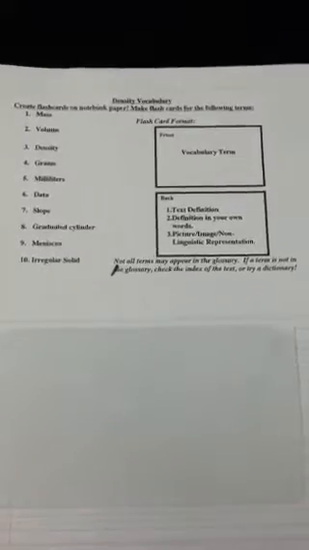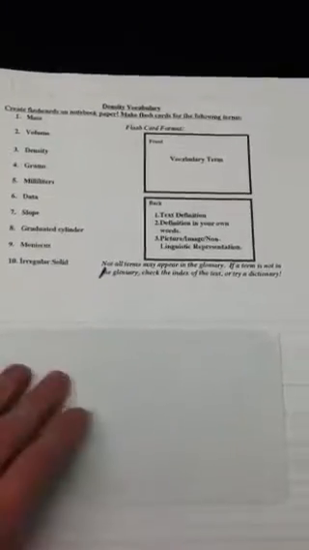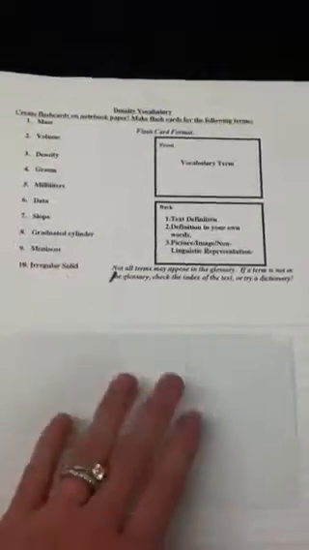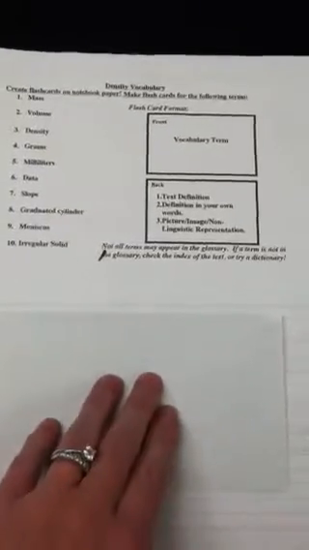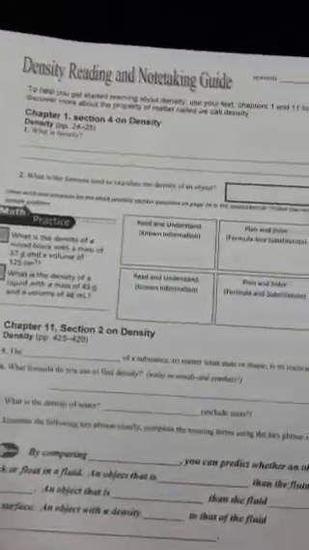On page 54 are your density vocabulary, word list, and flashcards in the envelope. All of your words should be located inside of the envelope on page 54. On page 55, you will have a density table of the common substances we see in modern day life. Page 56 is the density reading and note-taking guide.